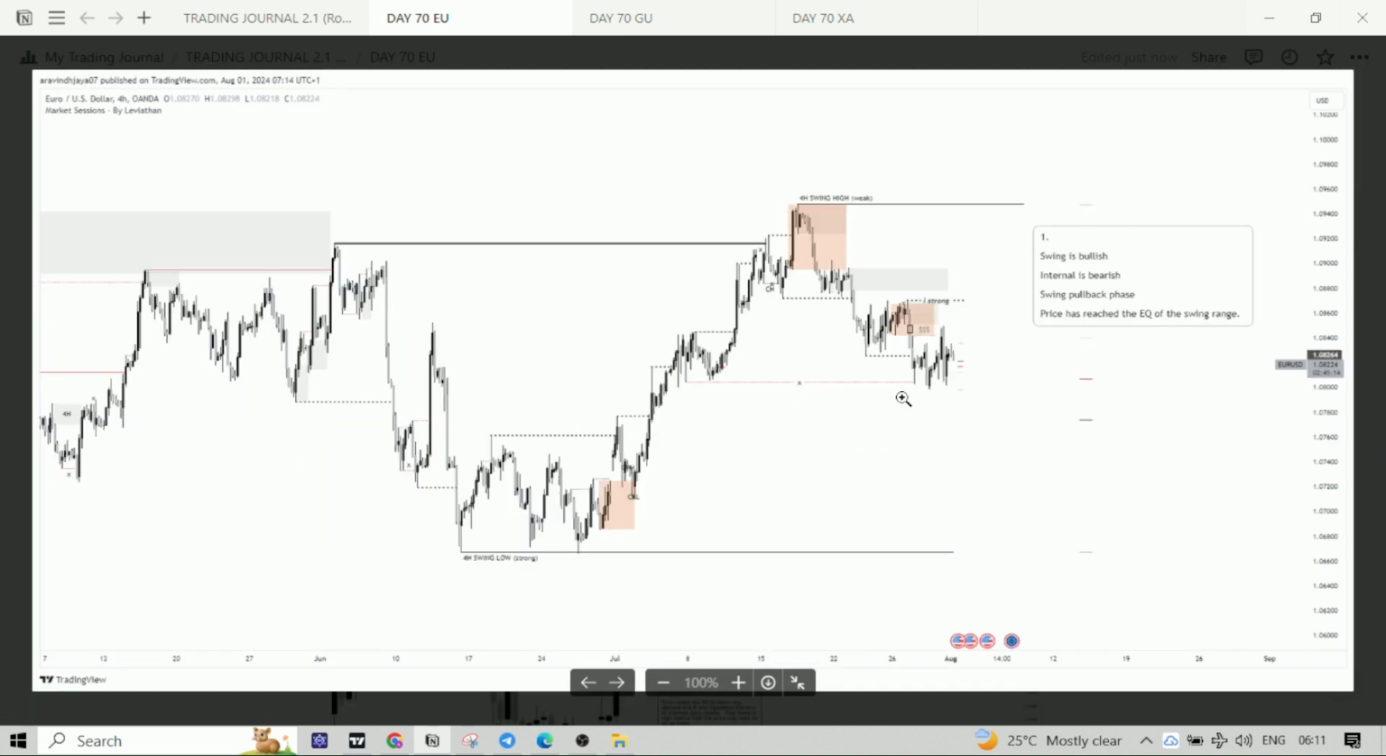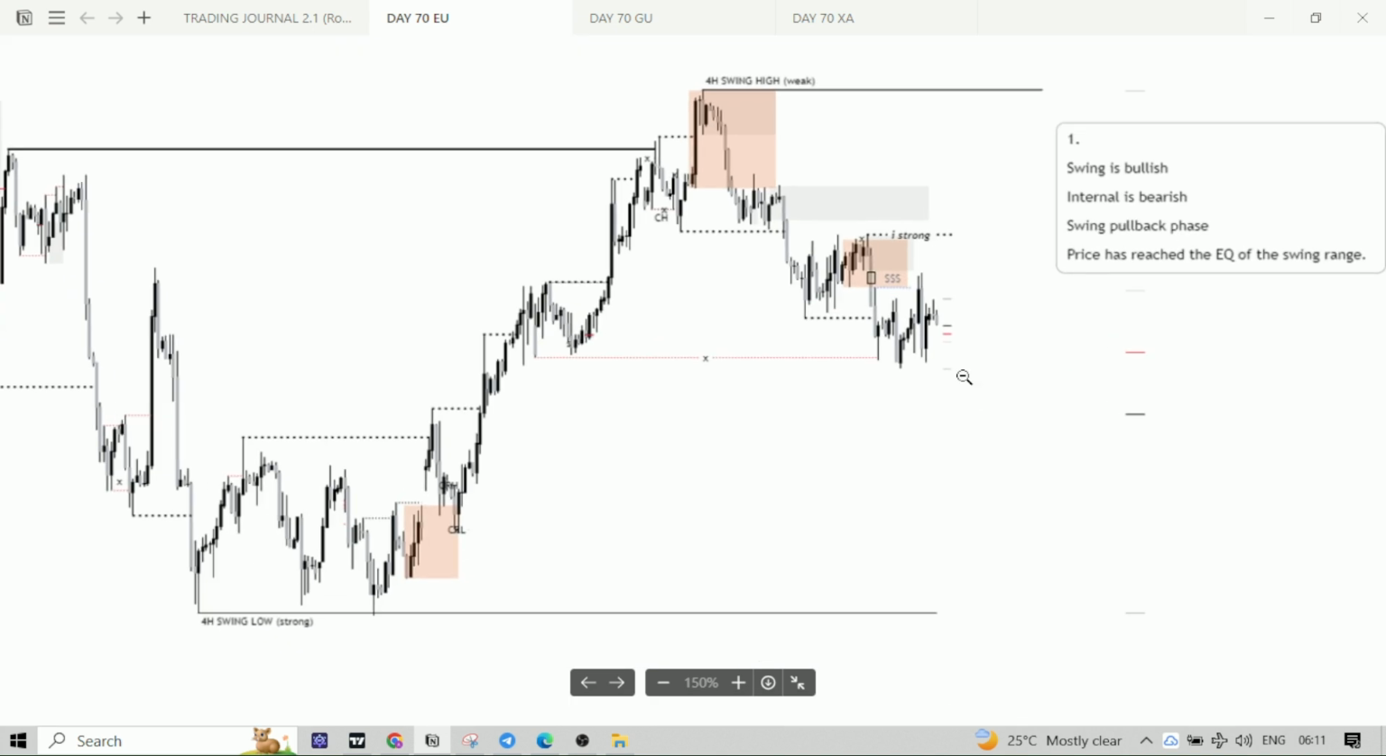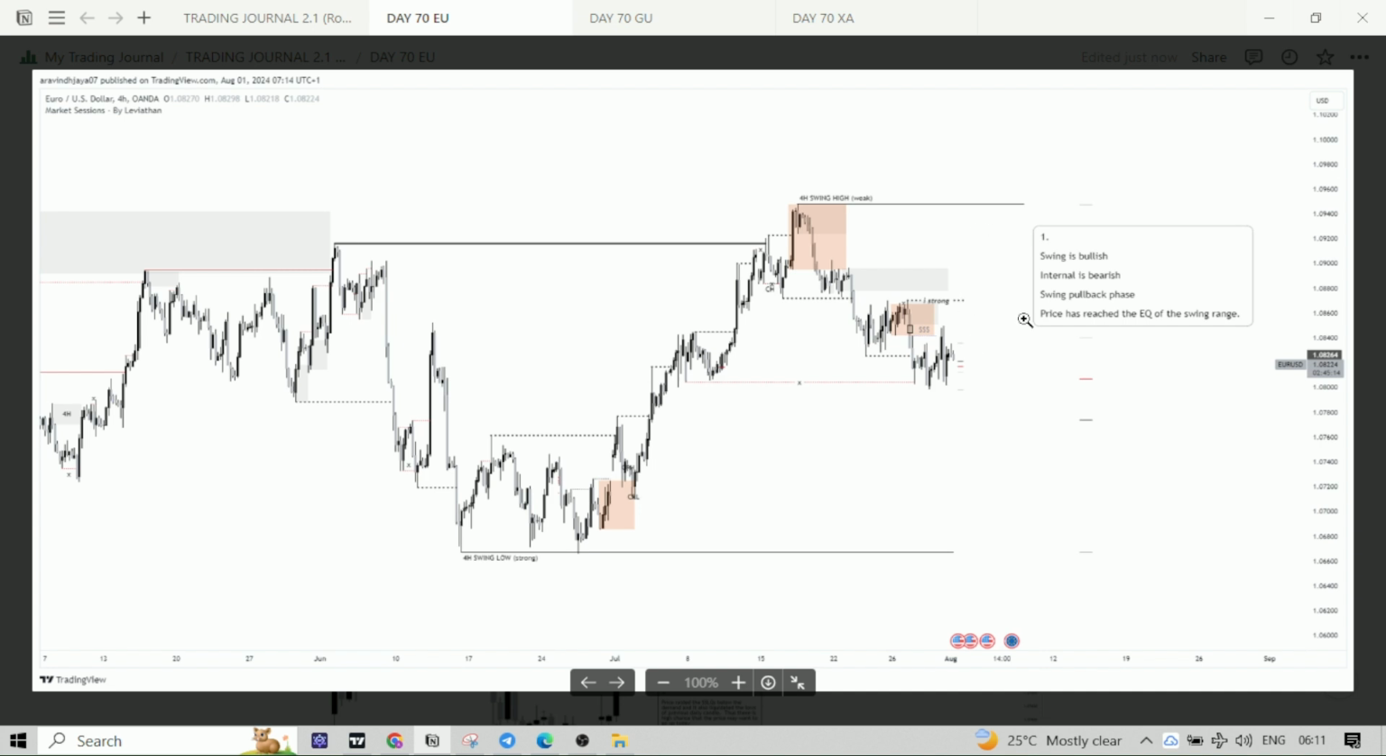And this is the 4-hour chart. The 4-hour is swing bullish. This is the weak swing high. This is the strong swing low. And this is the internal range that I'm dealing with. This is the strong internal high. This is the weak internal low. And the thing to notice is price has reached the equilibrium of the swing range. So we can expect the price to go up and take out the weak swing high.